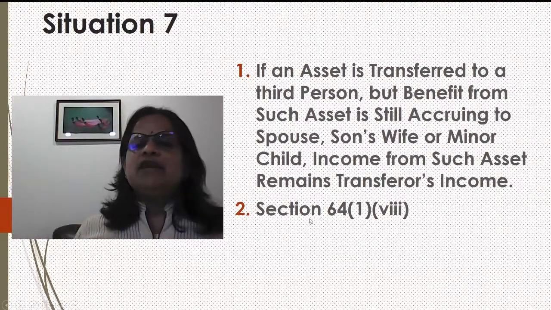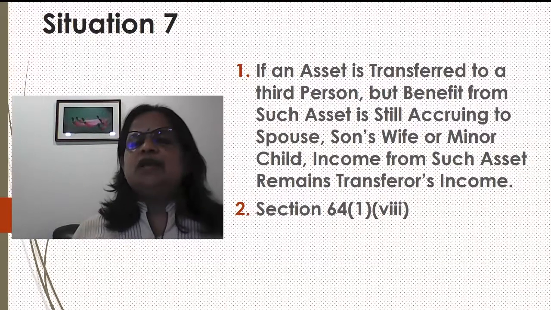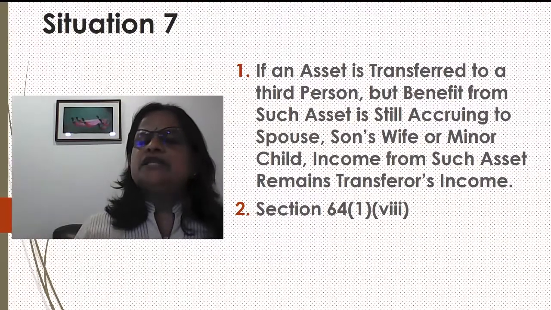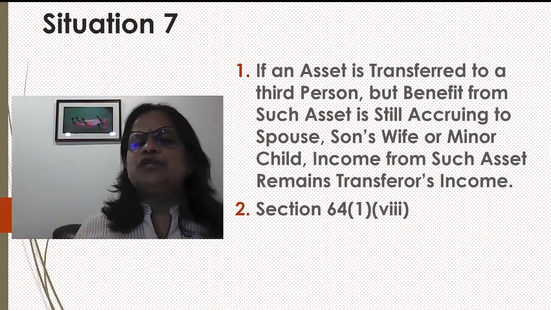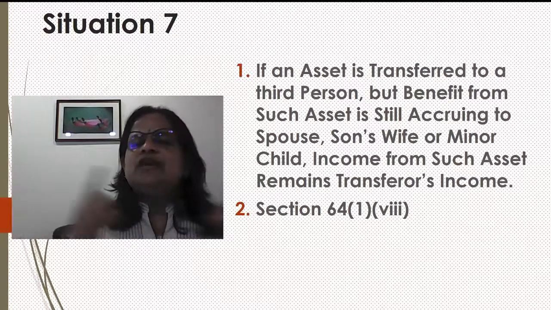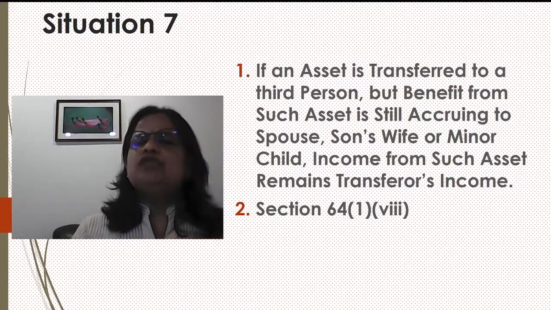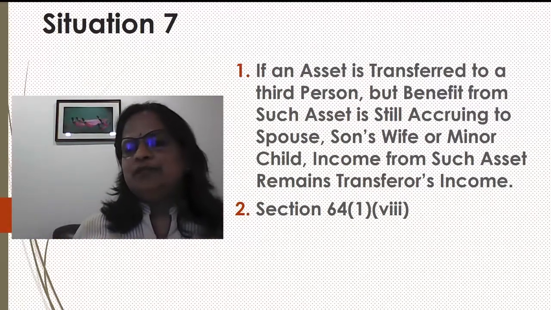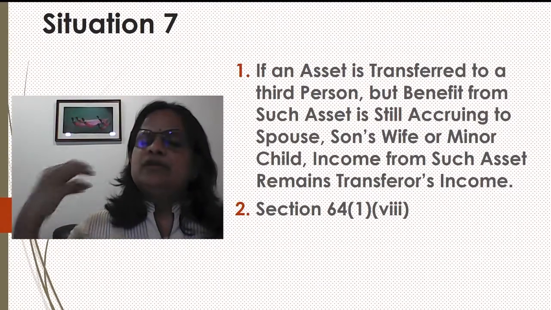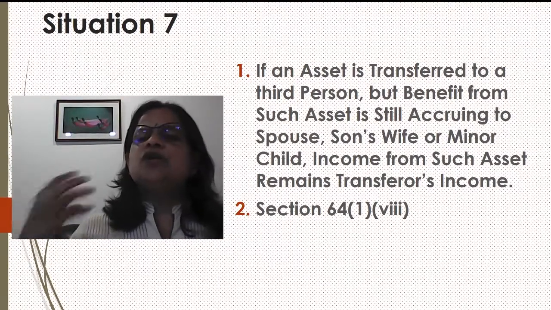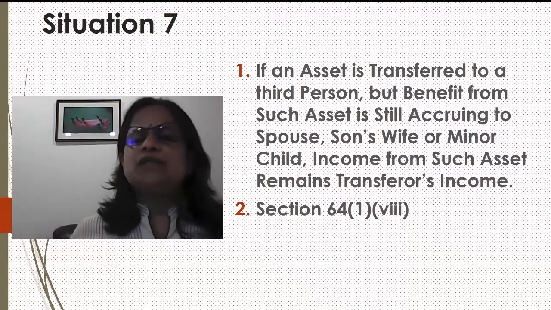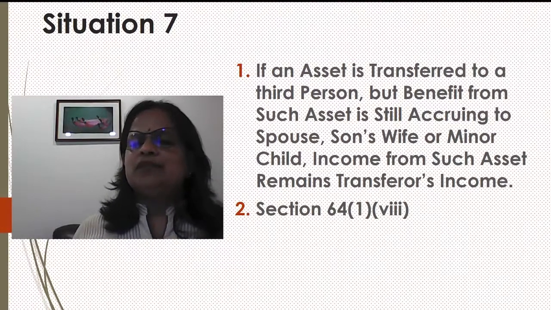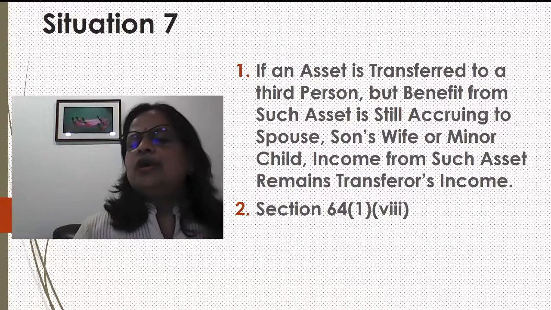Now situation 7: if an asset is transferred to a third person but the benefit from such asset is still accruing to spouse, son's wife or minor child, income from such asset remains the transferor's income. Now who can be a third person? We have seen about spouse, we have seen about son's wife. Now who can be a third person? Third person can be wife's sister, spouse's sister or spouse's brother, or daughter-in-law's sister, daughter-in-law's father, daughter-in-law's mother, whomever you will trust. So the idea is that just for some time being you are transferring the asset, but the income will continue to come to the assessee.